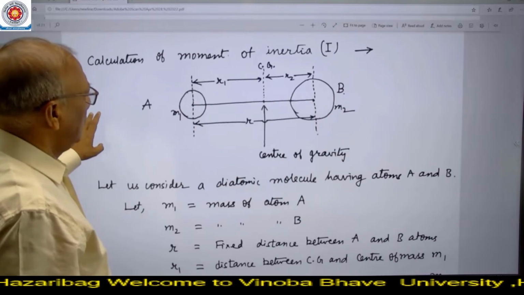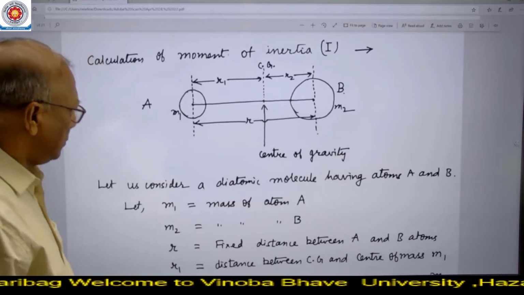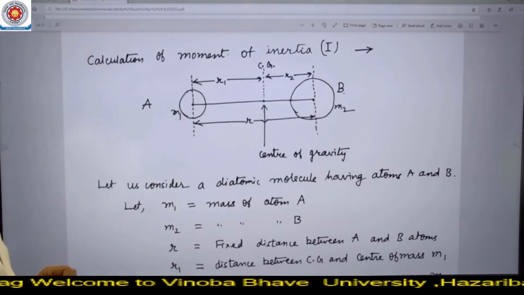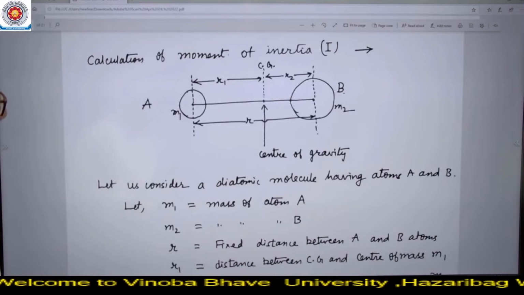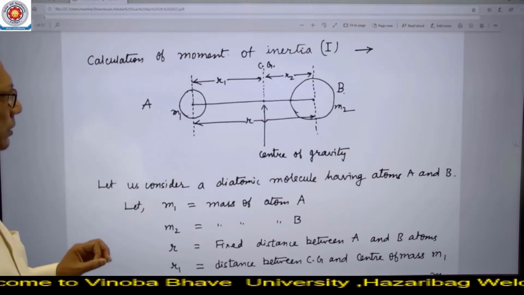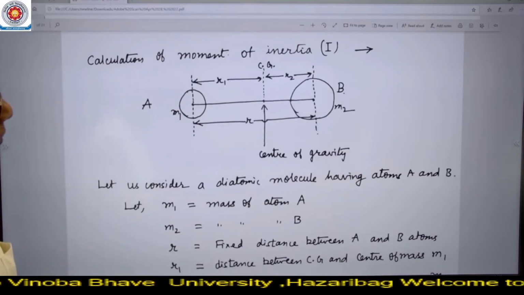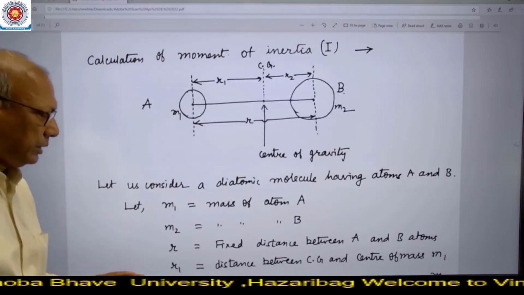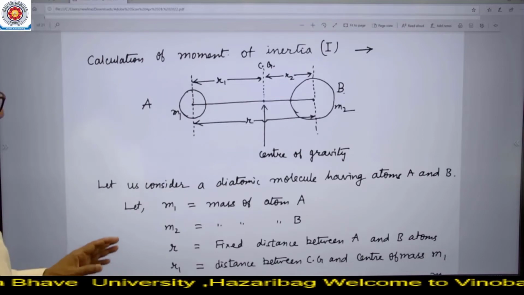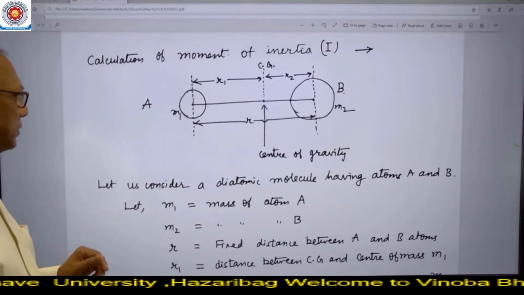Now, first of all, we calculate the moment of inertia, which is denoted by capital I, of the molecule when we are dealing with the expression of rotational spectroscopy or microwave spectroscopy.